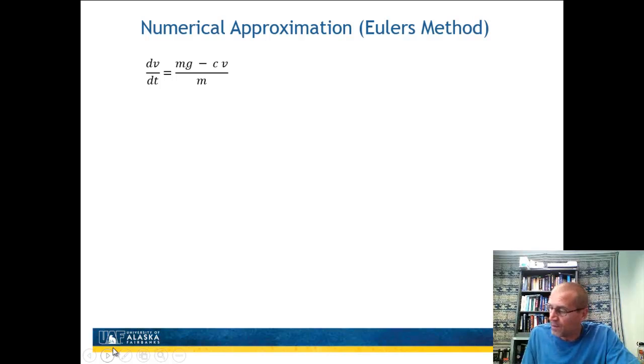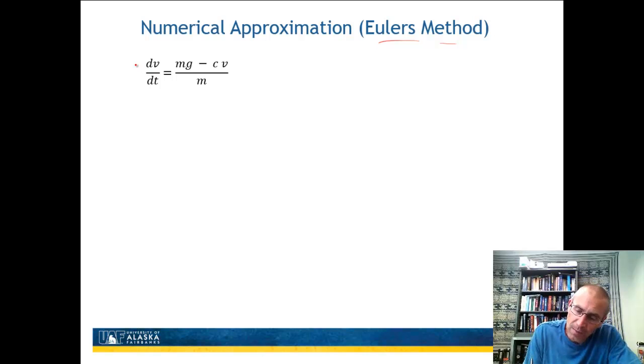So let's go ahead and talk about a numerical approximation. Maybe you don't know the solution to that equation, or you're not able to solve it. Either way, we could do what's called a numerical approximation of the solution. There's various ways to do numerical approximations. I'm going to discuss here a method called Euler's method.